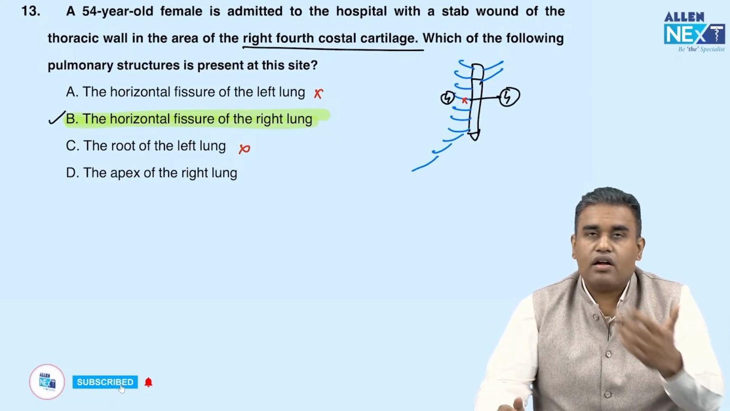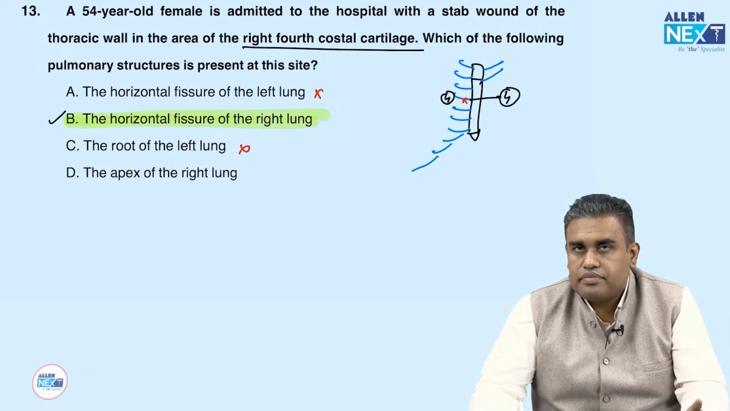Apex is always lying above, around 1 inch above the clavicle at the root of the neck. It is quite superior.